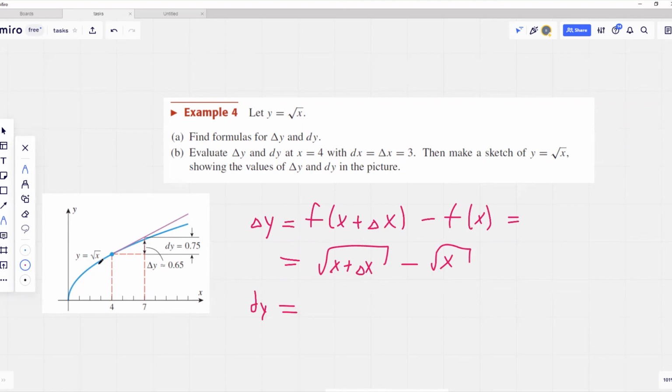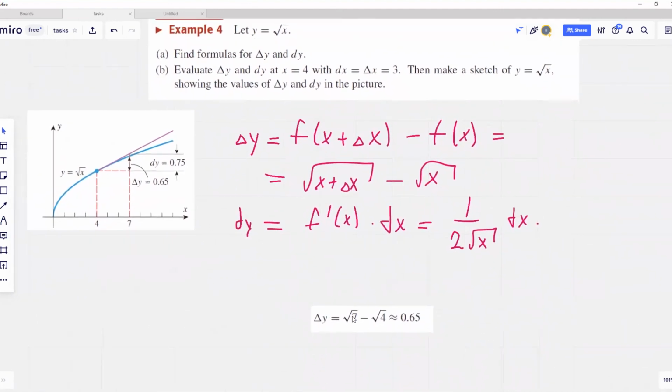Now dy represents the change in y coordinate when we travel distance dx along the tangent line to the graph of our function f of x at an arbitrary point x. So this is equal to f prime at an arbitrary point x multiplied by dx. The derivative of our function at an arbitrary point x is then equal to 1 over 2 root of x, multiplied by dx.